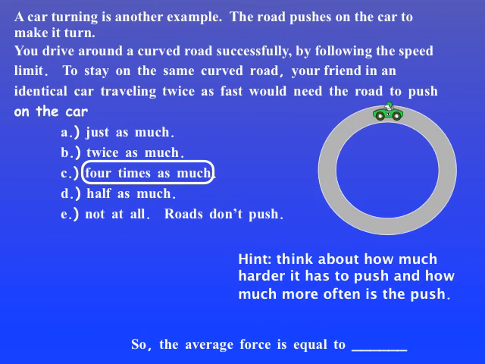Their average force, then, is equal to mv squared over r. Since it goes to the square of the velocity, double the speed gets you 4 times the force. Triple the speed, 9 times the force. 4 times the speed, 16 times the friction is needed, etc.